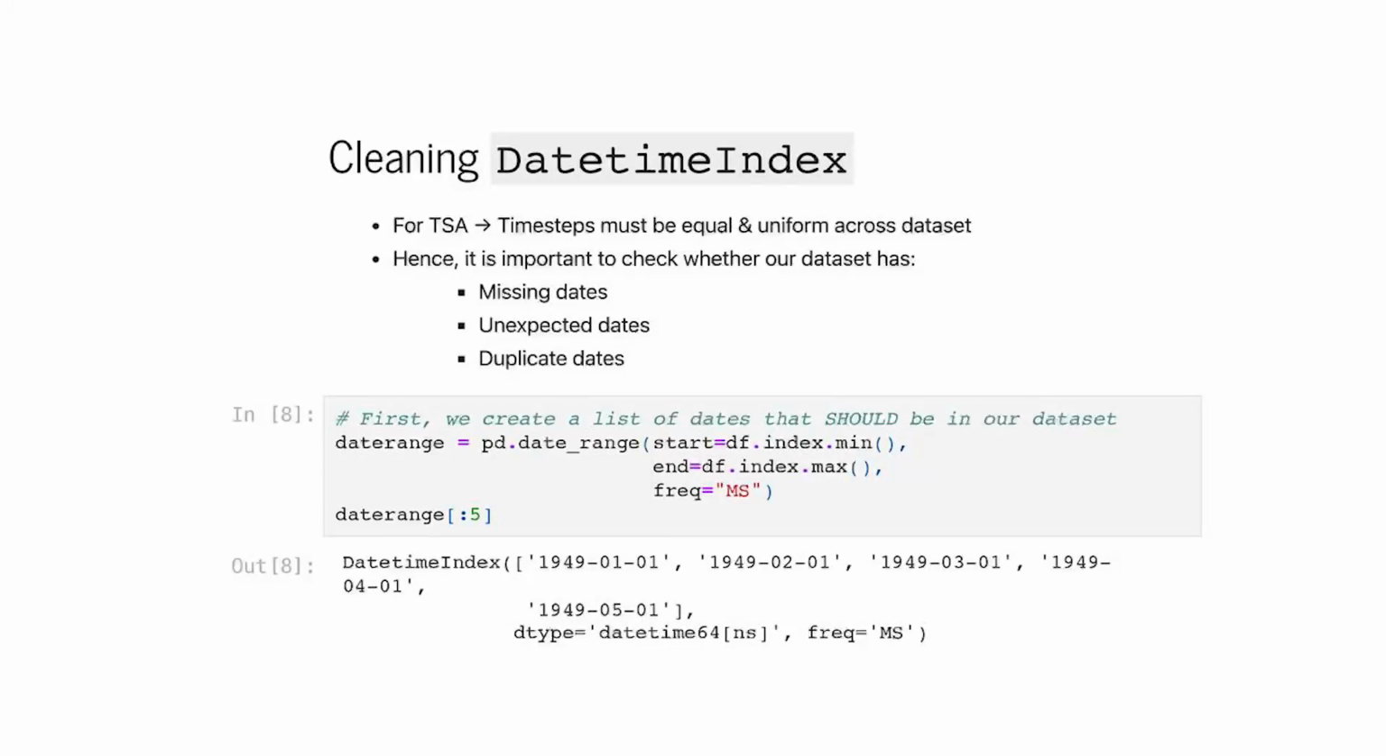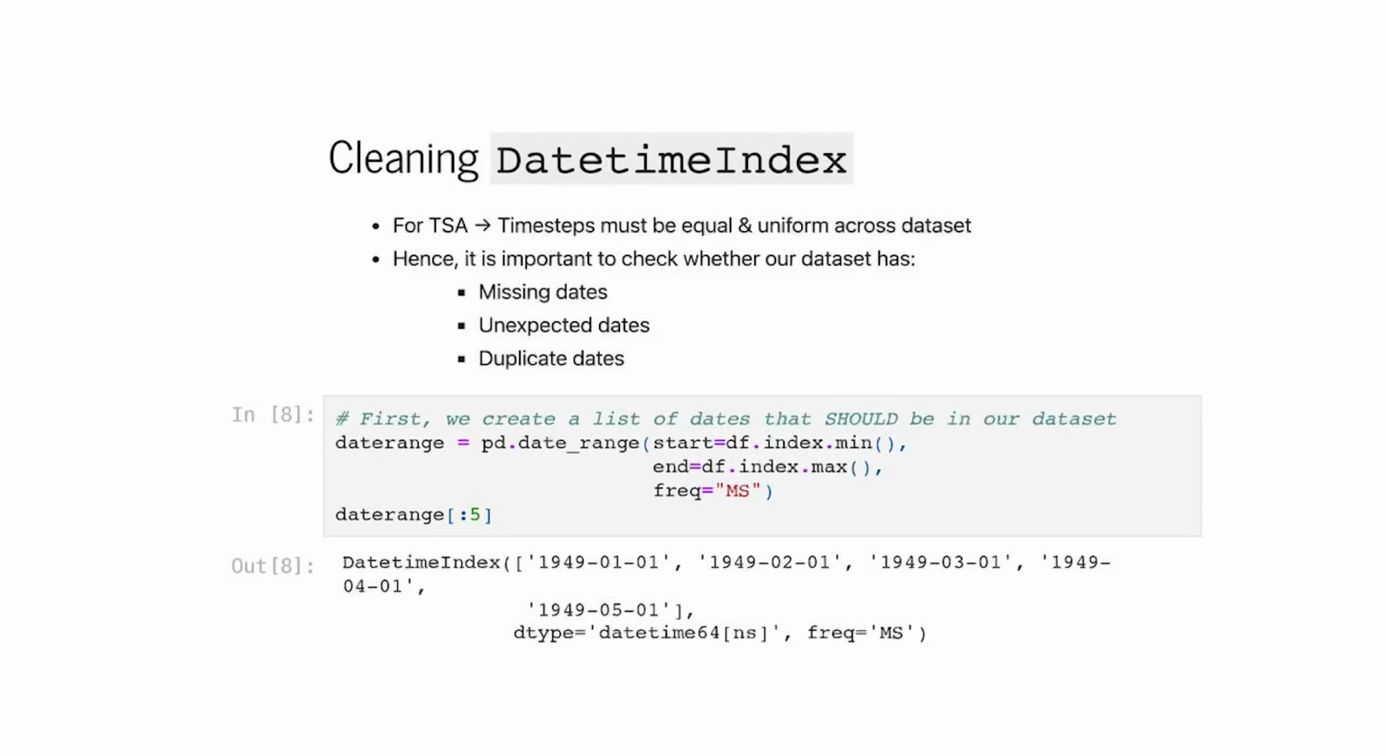So one of the requirements for time series analysis is that the time step has to be uniform across the dataset. Well, what's a time step, you ask? Time step is the difference between two consecutive data points as far as time is concerned. So in our example, since our data is on a monthly cadence, each time step is a month.